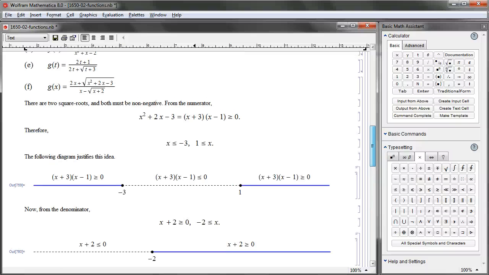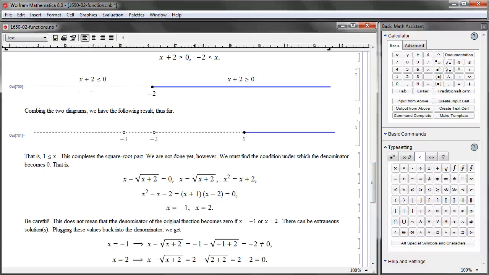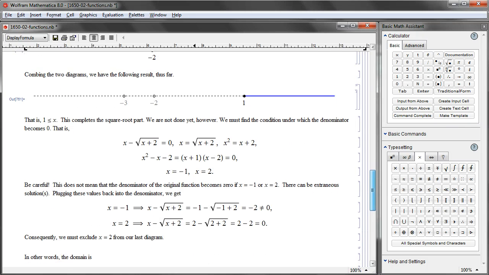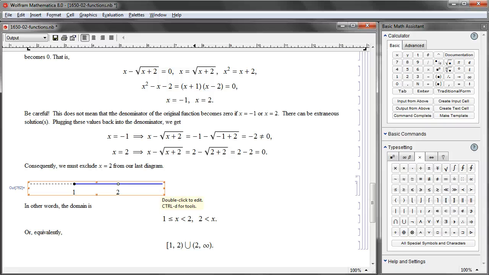Now we have to consider the denominator. Set this denominator equal to 0 and solve this radical equation, and then get x equal to -1 or 2. One of them is extraneous, and one is valid. So x equals 2 is a valid solution. We have to consider that and expunge that one out.